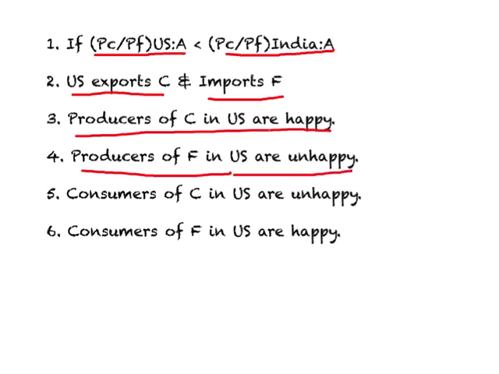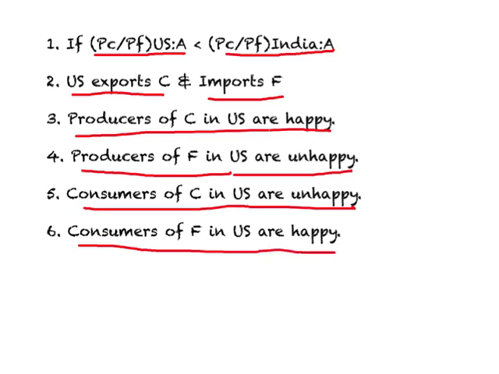What about consumers? Consumers of clothing in the US are going to be unhappy. Why? Because with foreign trade, they end up paying a higher price. What about consumers of food in the US? They are going to be happy because they pay a lower relative price. So from the perspective of different sections of the society, some are going to be happy with foreign trade and some are not going to be happy with foreign trade. So this is a verbal explanation of foreign trade when we are looking at relative prices.